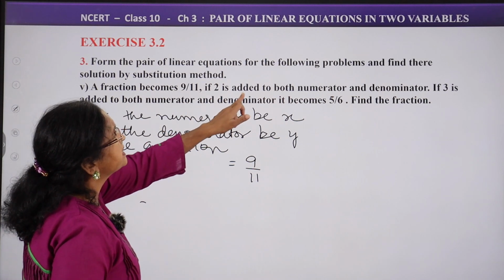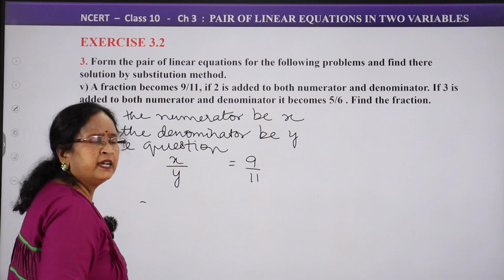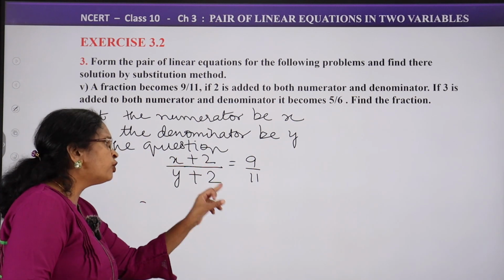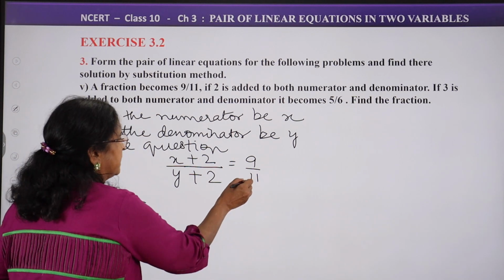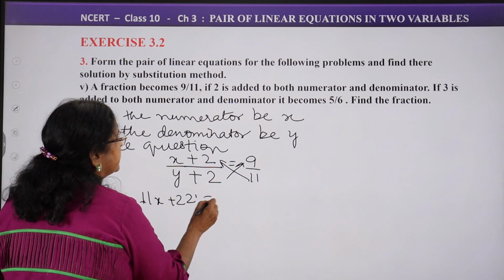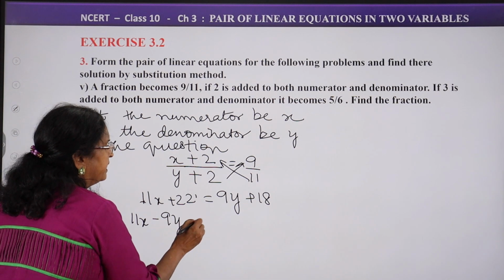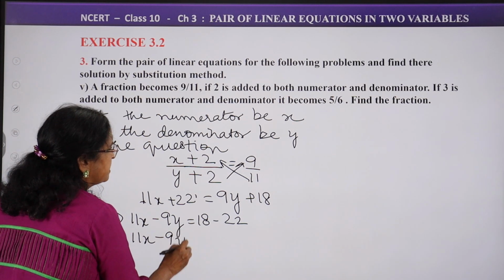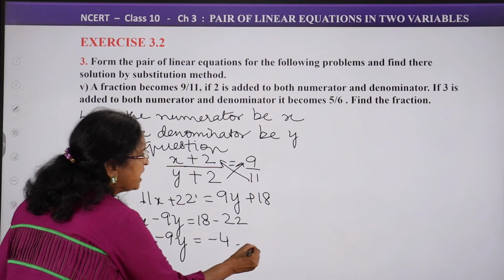Now, 2 is added to both numerator and denominator. So, first write numerator and denominator. Then add 2 to both. So, 2 is added to numerator also, 2 is added to denominator also. Then the fraction becomes 9 by 11. Cross multiplying, we get 11x plus 22 is equal to 9y plus 18. 11x minus 9y is 18 minus 22, that implies 11x minus 9y is minus 4. Done? So, this is the first equation.